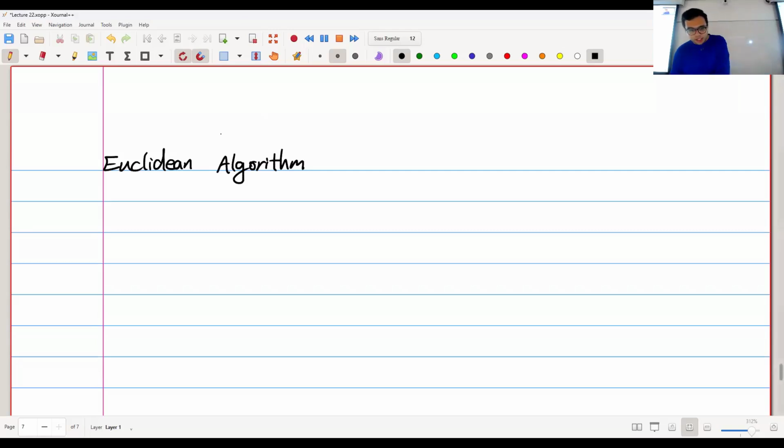Okay, so let's say I give you, whatever, 1800 and 366. What is the greatest common divisor of these two numbers? How would you actually calculate this? So this algorithm that I'm going to present is going to be based on just one very simple theorem, and this is the theorem.